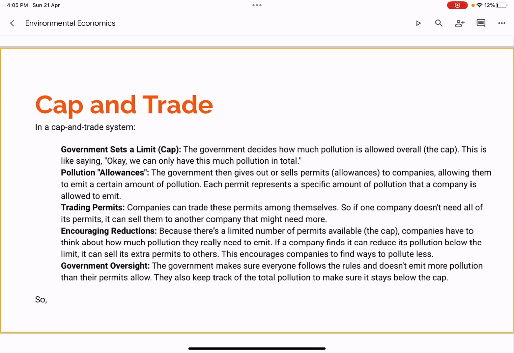Now, what next? Then there are pollution allowances. What are allowances? Allowances mean permits, licenses. License to pollute. How much? So the government then gives out or sells permits, allowances, to companies, which allows them to emit a certain amount of pollution. Each permit would represent a specific amount of pollution that a company is allowed to emit. So now again, the government has played its role. The role is that the government is allowing certain permits or allowances to the companies to pollute, up to a certain point.